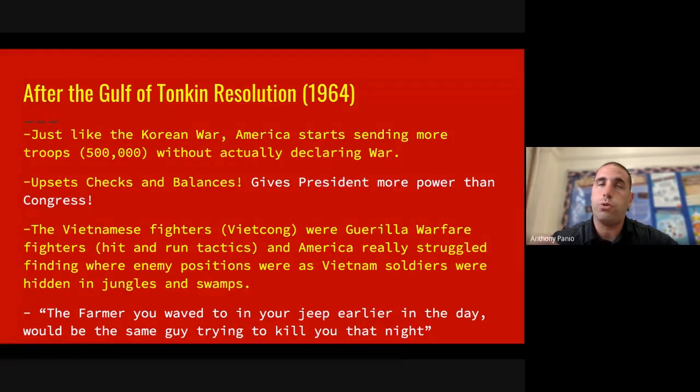This is a huge upset of checks and balances. I've said this before, sometimes fear leads to more government control. So even though Congress really is losing a lot of power here, they don't really say much because they truly believe the USS Maddox was attacked by the North Vietnamese. Now, could it have been? Sure. I wasn't there, you weren't there, but there are some debated reports about that. The president in this war, Lyndon B. Johnson, pretty much declares war without going through Congress. This was very controversial.